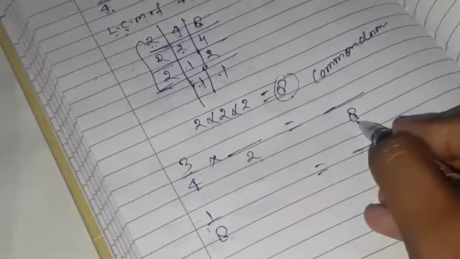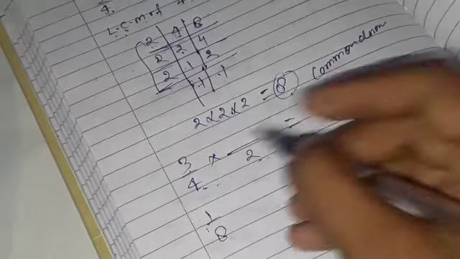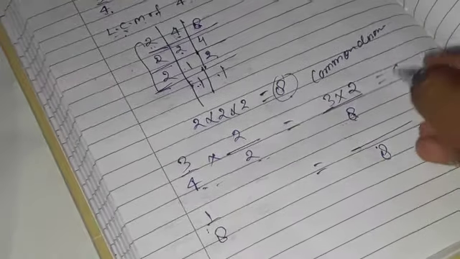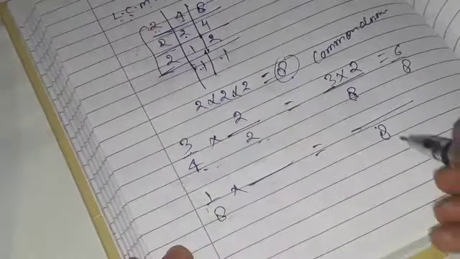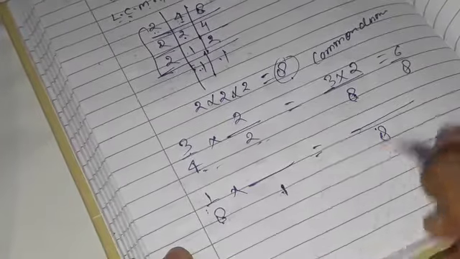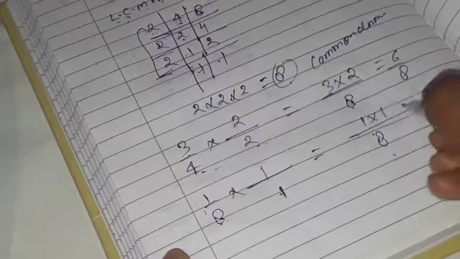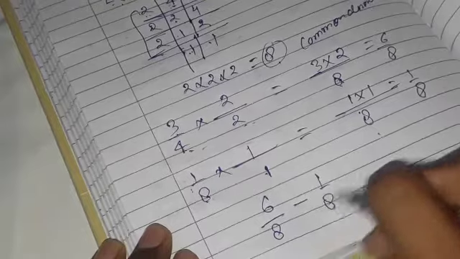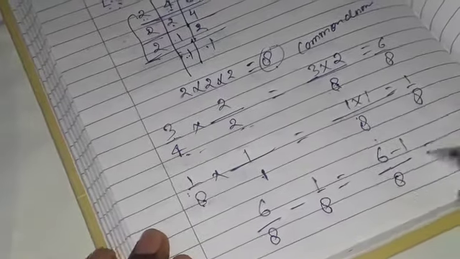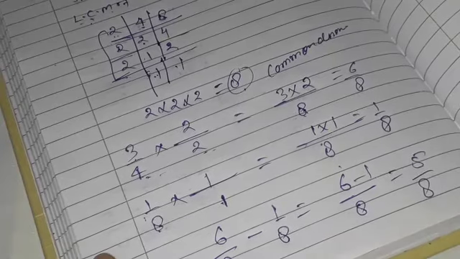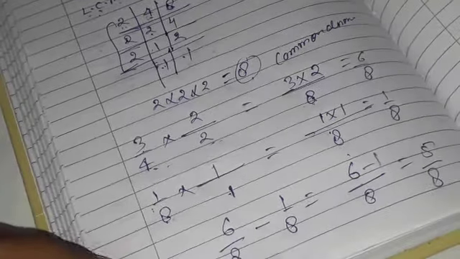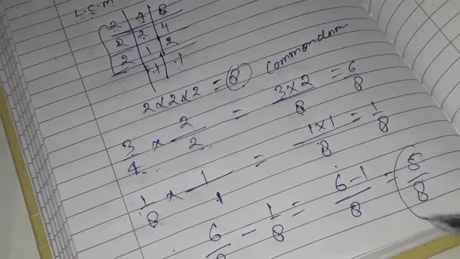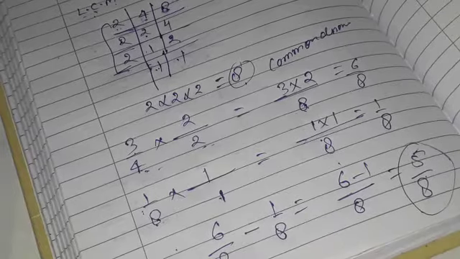So convert this 4 into 8. For that we multiply this by 2. So we multiply 3 also by 2, that is 6 upon 8, and 1 upon 8 multiplied by 1, this 8 will remain 8. So the meaning is 1 into 1, 1 upon 8. So the answer is 6 upon 8 minus 1 upon 8. 6 minus 1 upon 8. The answer is 5 upon 8. So you can see class, in your first method and in your second method, in both methods you get the same answer, that is 5 upon 8.